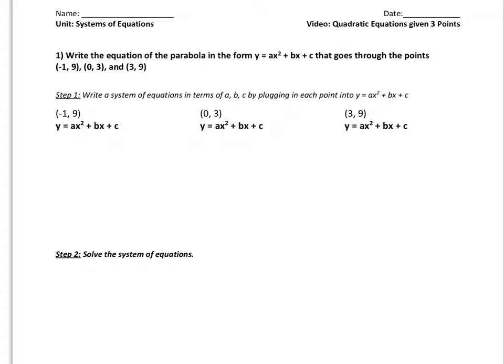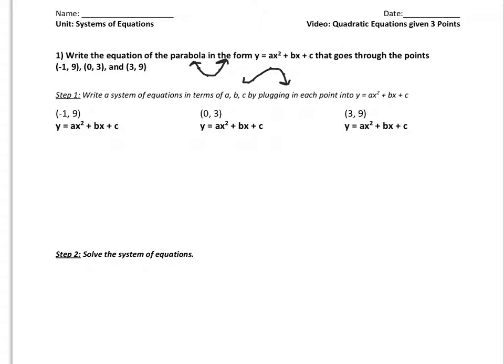So these points could either form a positive looking parabola, or these 3 points could form a negative looking parabola. Either way, we're going to find out what the equation will be. So the first thing that you want to do is write a system of equations in terms of a, b, and c by plugging in each point into the form that you want it to be.